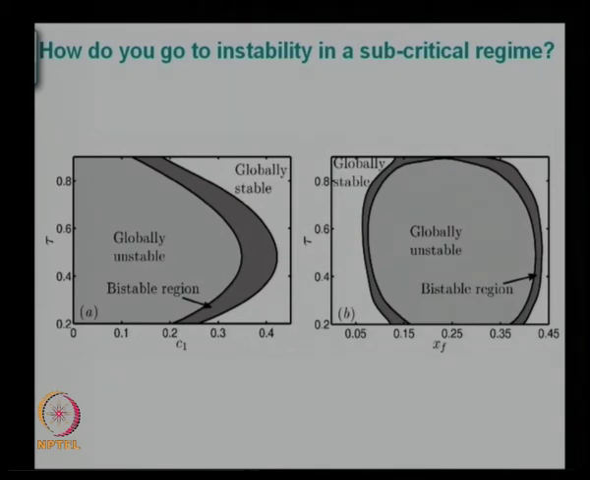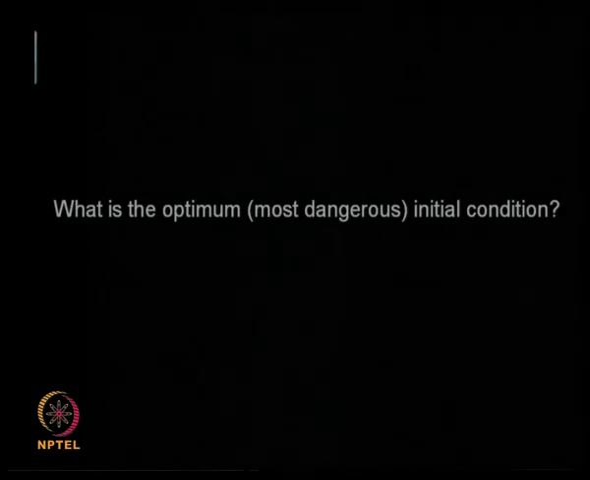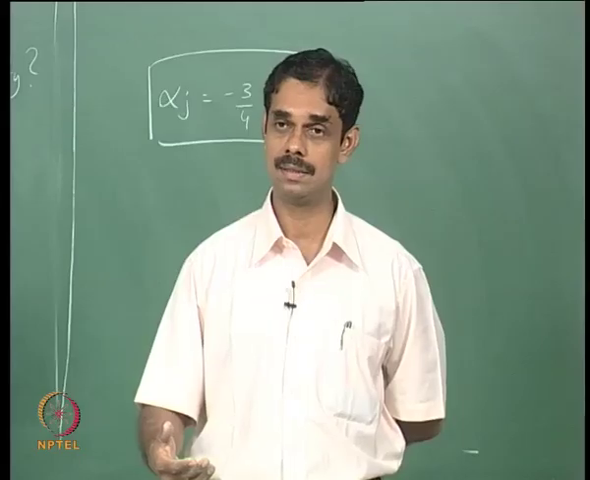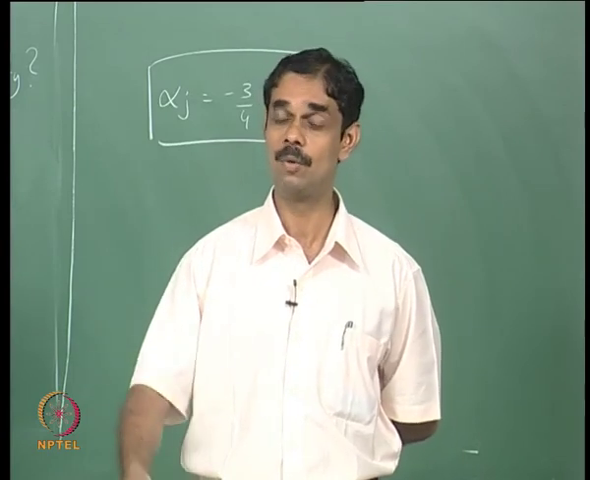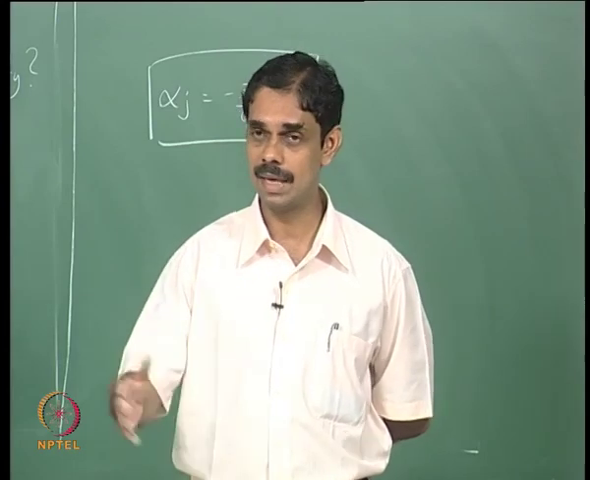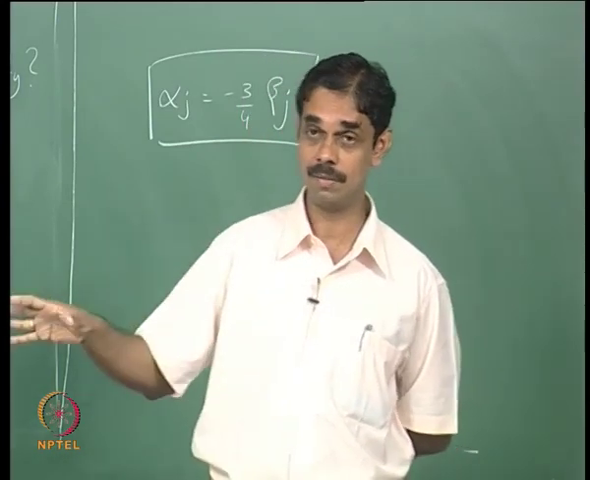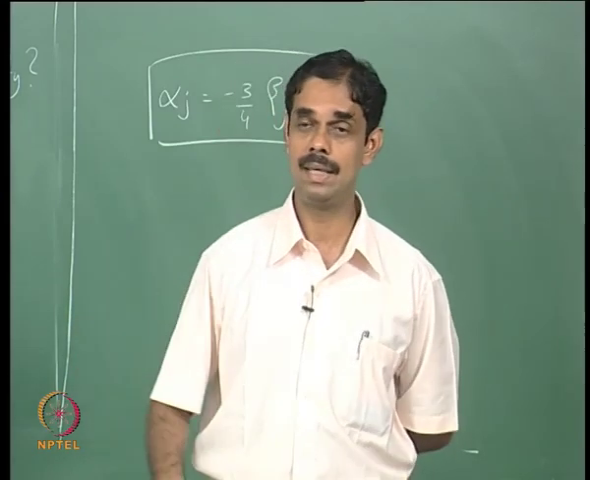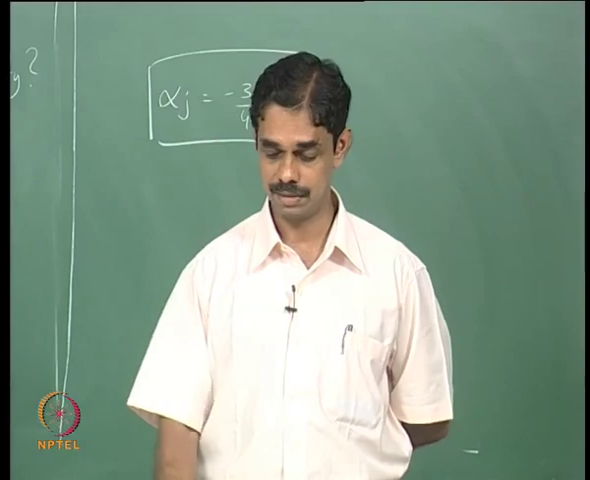So the issue is, how do you go to instability in a subcritical regime? That is the question. And what is the optimum or most dangerous initial condition? There may be some particular direction, some particular disturbance which may be low in amplitude, but you can still get over to instability. And maybe some other direction, that means, as you mentioned, the combination of the basis functions, along which you may need a really large amplitude disturbance to get to instability.